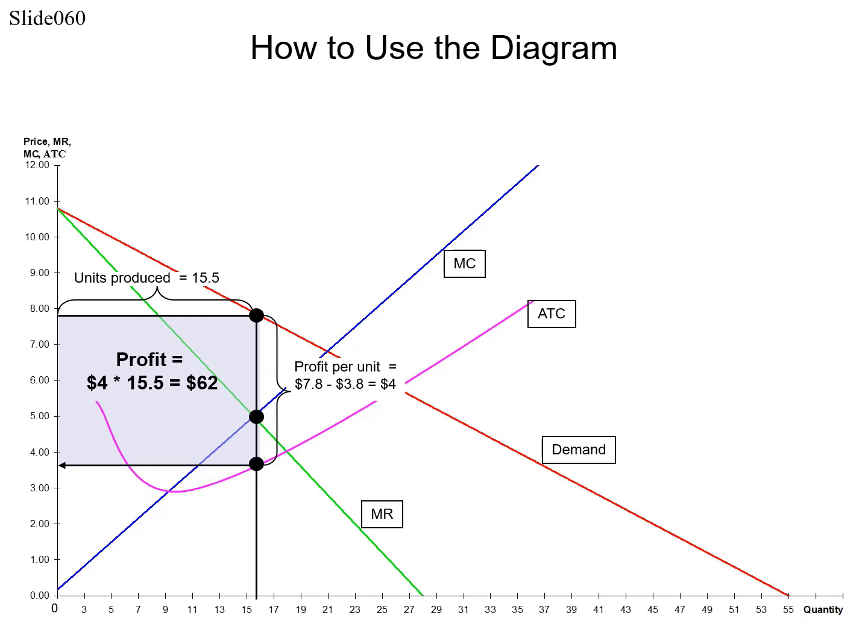To summarize the result, we found that the monopolist produces 15.5. At 15.5, average total cost are $3.80. The price for which the monopolist will sell is $7.80. Therefore, the difference is $4, which is a profit per unit, and at the same time the height of the gray box. The width of the gray box are the units produced, 15.5. Width times height of the box is the area of the gray box. The area of the gray box represents the profit the monopolist can make, $62.